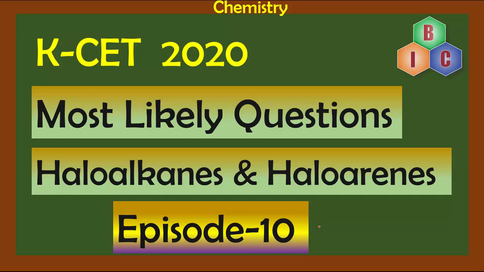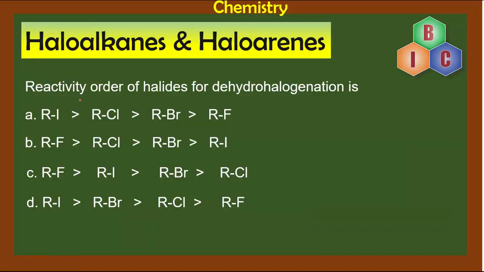Now this is our 10th episode and this will be the last episode from this chapter as of now for the discussion. So let's have a look at the question. The question goes like this. Reactivity order of halides for dehydrohalogenation is. So we need to select the correct order of reactivity for dehydrohalogenation reaction.